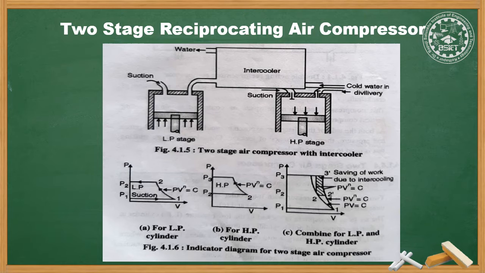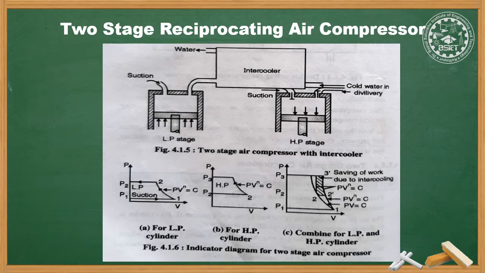The low pressure cylinder discharges it into the intercooler along the line to P2, where the air is cooled at constant pressure P2 to its original temperature, corresponding to point 1, by circulating cold water inside the intercooler. When the air is cooled to the original temperature, the cooling is perfect, and due to cooling at constant pressure the volume decreases from 2 dash to P2 and 2 to P2.